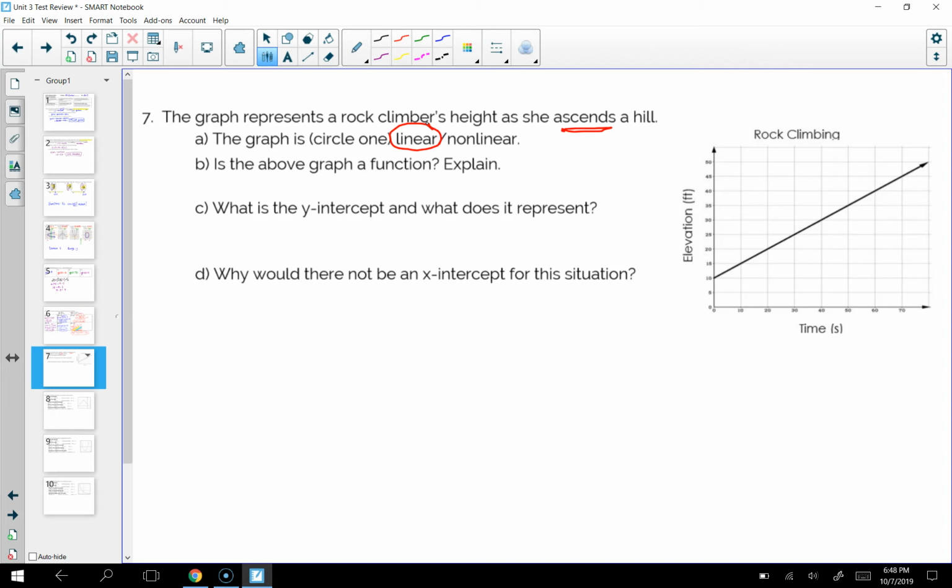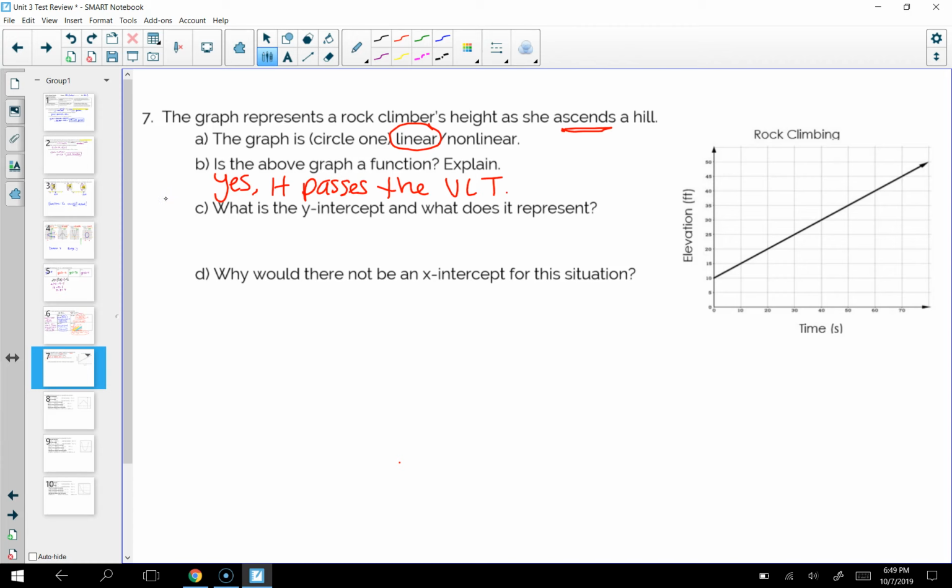Is it a function? Well, let me draw myself a vertical line again. Let's use this to test. If I take this and drag it, look at that. It only touches it at one spot. Never touches it more than once. So it is a function. So we can say yes, it passes the vertical line test. I'm going to call it VLT for short.